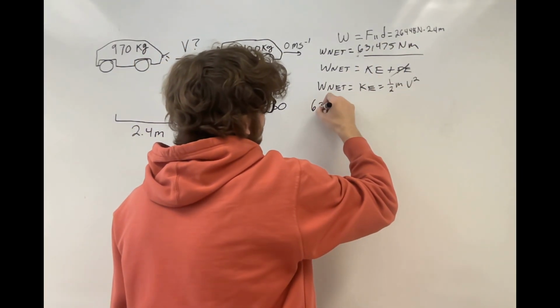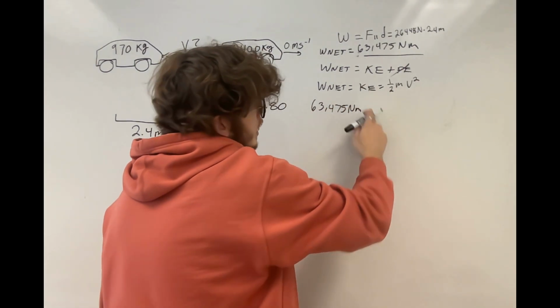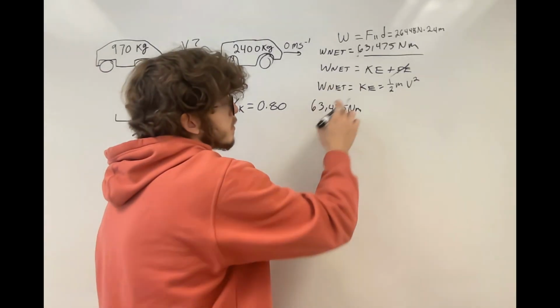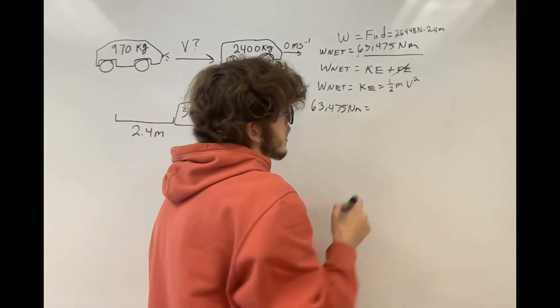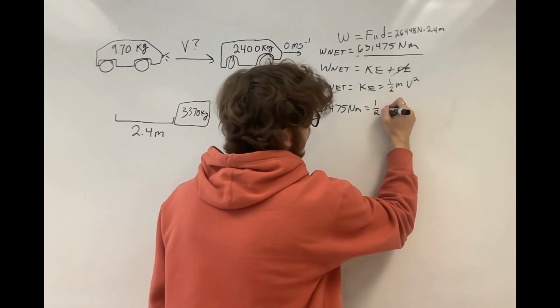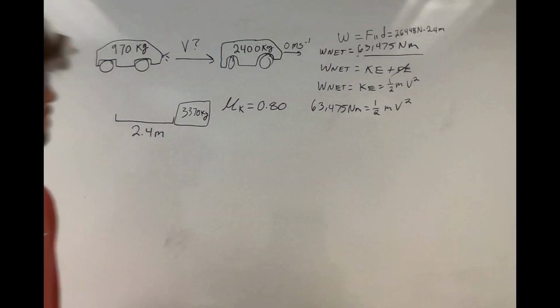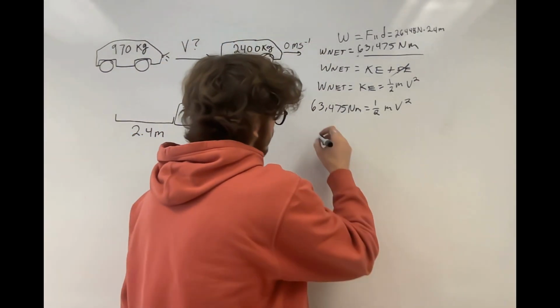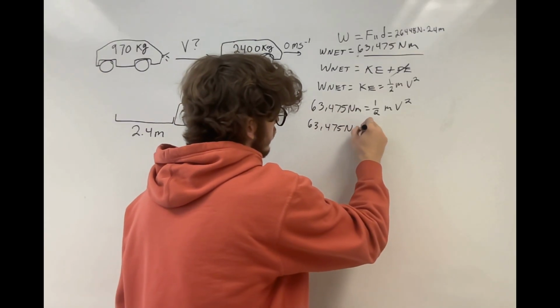So let's write that out, 63,475 Newton meters. I could express it equal to kinetic energy, right? Because net work equals kinetic energy in this case. Or you can write it as 1/2 mass velocity squared. And we'll do that, 1/2 mass velocity squared. We can plug in our mass. So let's go ahead and do that, 63,475 Newton meters.